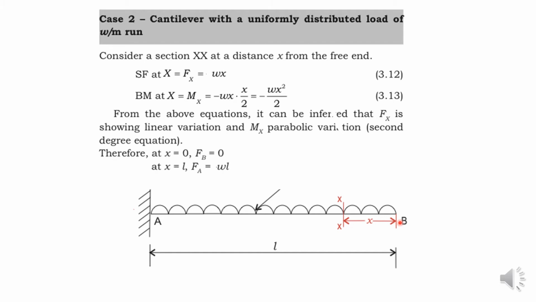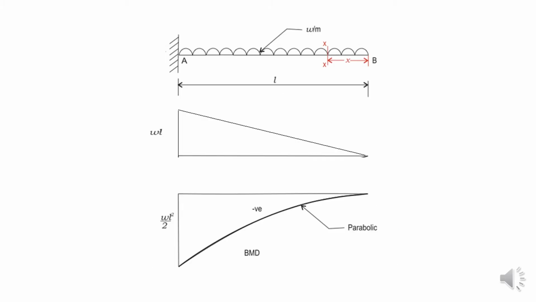Okay, so the variation of bending moment diagram will be a parabolic curve since we got the second degree equation, and the variation of shear force diagram will be an inclined line. So see, SFD and BMD are drawn. The SFD varies from 0 to a maximum value of W L and is positive, and the variation of bending moment diagram, which is a parabolic curve, varies from 0 to minus W L square divided by 2.